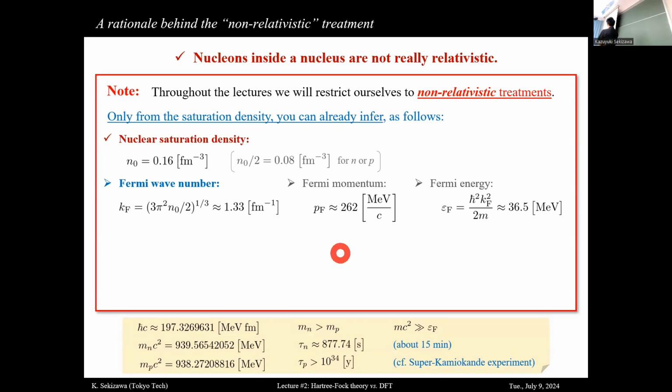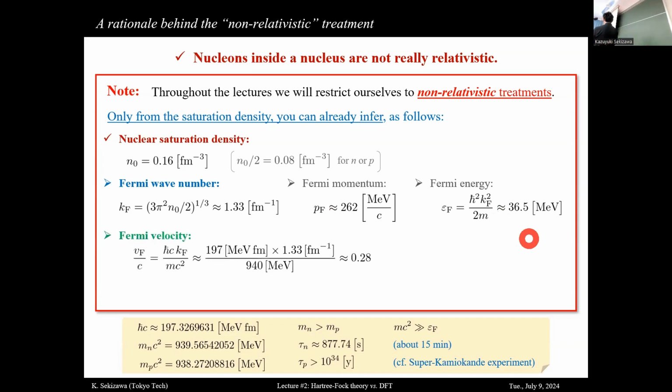At the same time, you can get the Fermi energy. You can put in the nucleon mass, which is about 940 MeV, as you may know. You can just put these numbers here. From this evaluation, you get a Fermi energy of about 36 MeV.